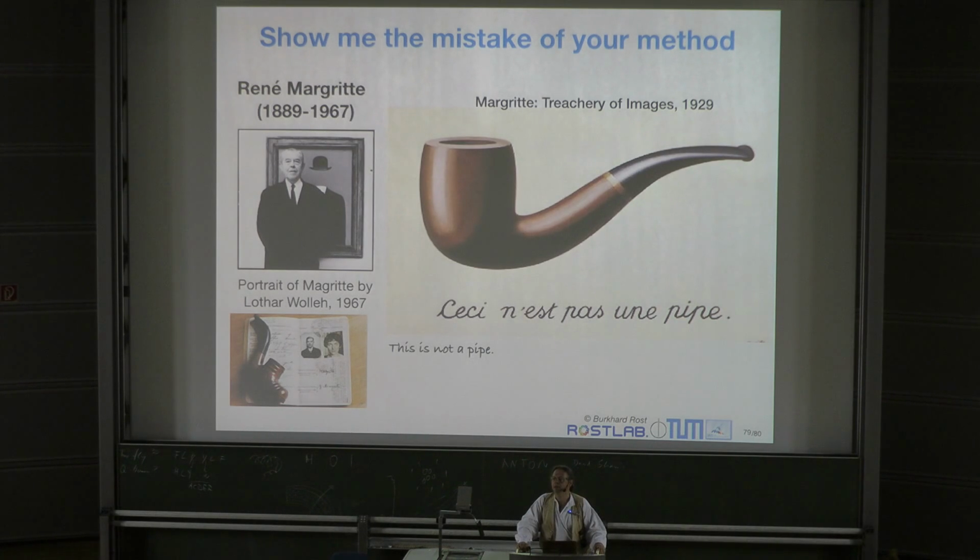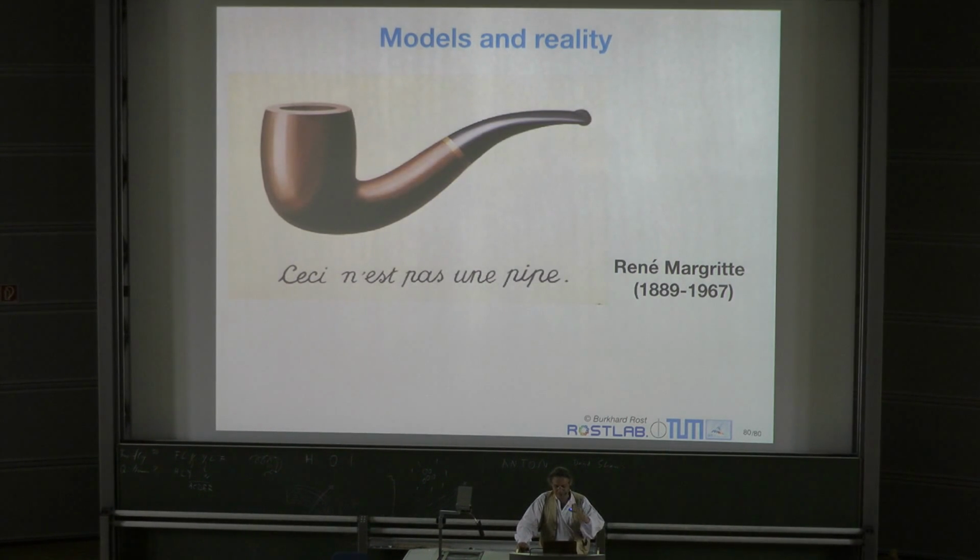The Treachery of Images, the pipe from René Magritte. You may know this image here. So this is not a pipe, is what it says. Everybody understands why.